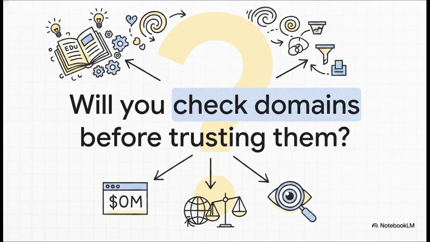As we wrap up this explainer of the web's distinct neighborhoods, I want to leave you with a quick challenge. The next time you read a super compelling article online, will you pause to actually check the source domain before you trust it completely? Keep these different web districts in mind, whether it's an educational site, a .com, or an organization with a specific mission. It'll totally change how you evaluate online information forever.